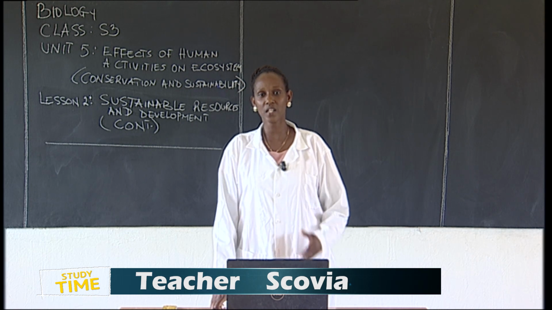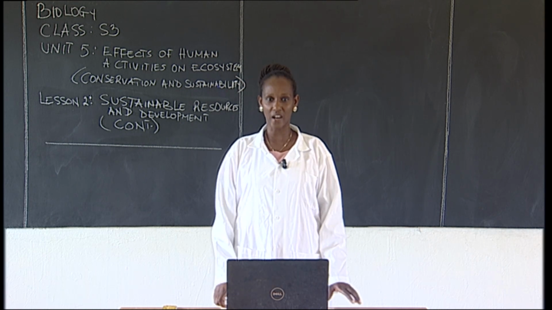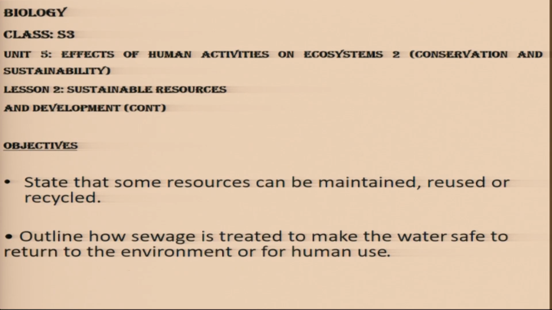We are continuing with Unit 5, where we were looking at the effects of human activities on ecosystem. But remember, I told you in the previous lesson that we have two here. Because in Unit 4, we only had ecosystem 1, but here we have 2. This 2 has a meaning.